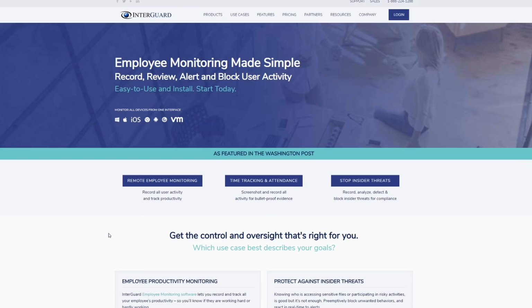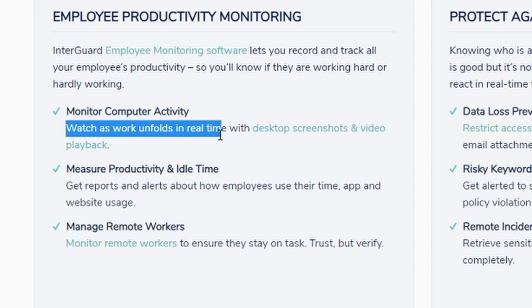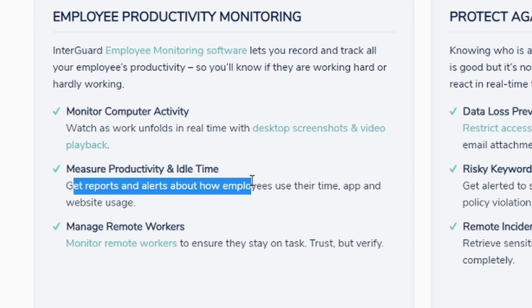This is the one that lets them take control over your computer. Let's go over some of the things that they're offering as a pro to a bunch of managers who are pieces of shit and don't trust anybody. Hands down, if you make your employees use this software, you're a piece of shit. Employee productivity monitoring. Watch as the work unfolds in real time with desktop screenshots and video playback. Measure productivity and idle time. Get reports and alerts about how employees use their time, app, and website usage.